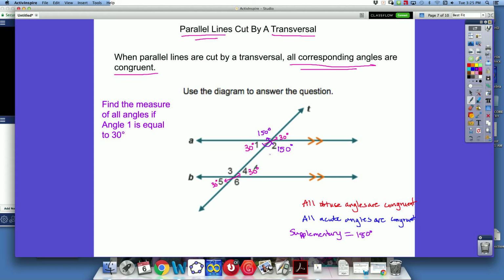Now I look, 2 corresponds with 6, so that means both of these obtuse angles down here are also 150 degrees. So basically, once you know one, it's just a giant jigsaw puzzle and you can fill in all of the others. I love these problems because really there isn't a lot of work. Once you know one angle, you can find everything else.